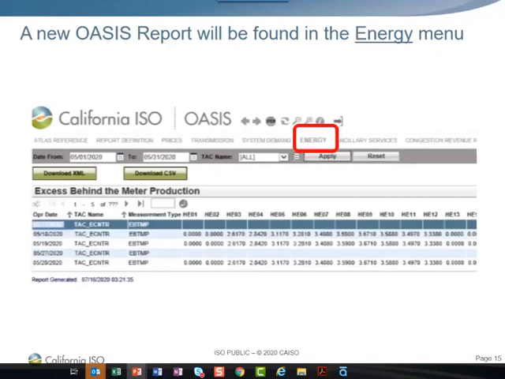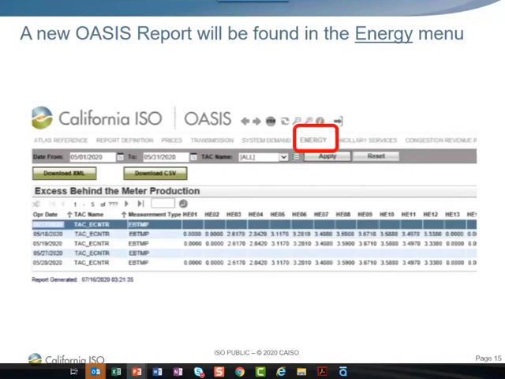I know originally we were talking about having it under the, I think, pricing or system demand, but it's actually going to be under the energy tab. So what you'll see here is the excess behind the meter production report. You can download it in XML or CSV. You're going to enter the date range that you're interested in looking at, and it's by TAC area, so you put in the TAC name.